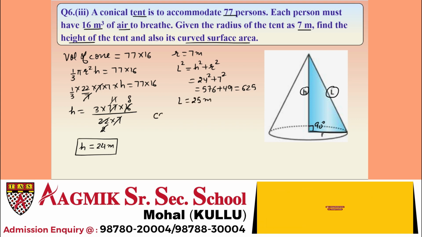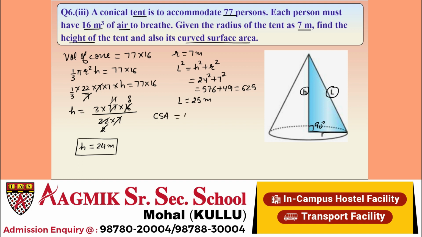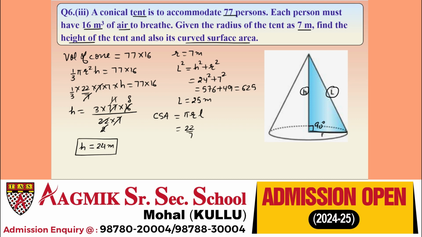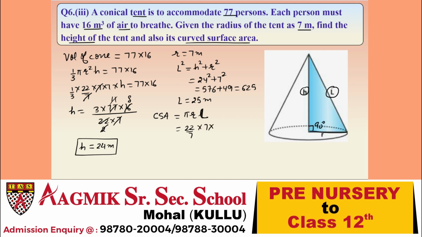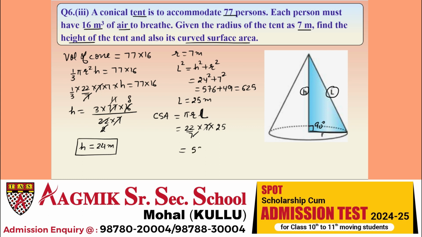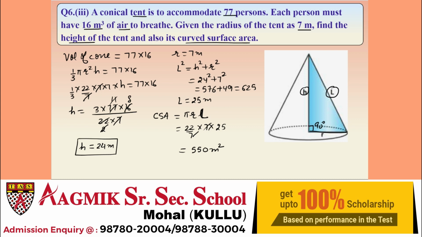Now we obtain the curved surface area, which is equal to pi r L. That means 22 by 7 times r, which is 7, and L here is 25. So 7 gets cancelled. We have 22 times 25 as 550 meter square.